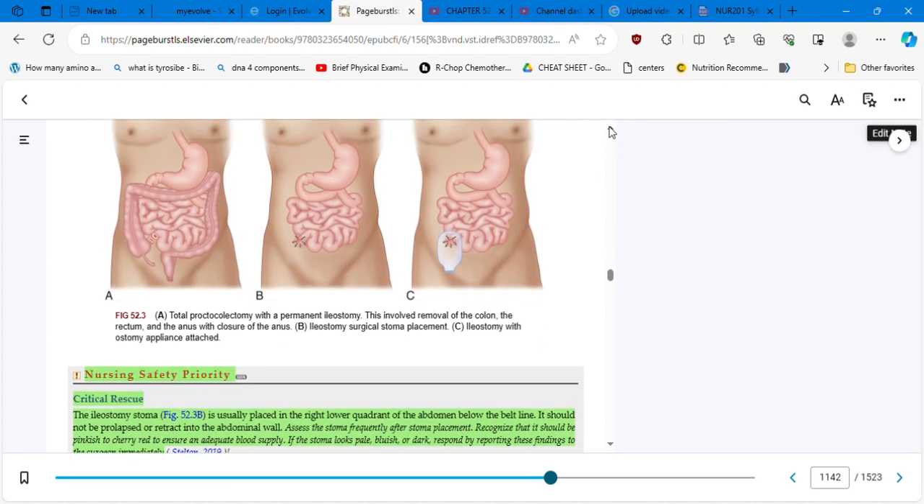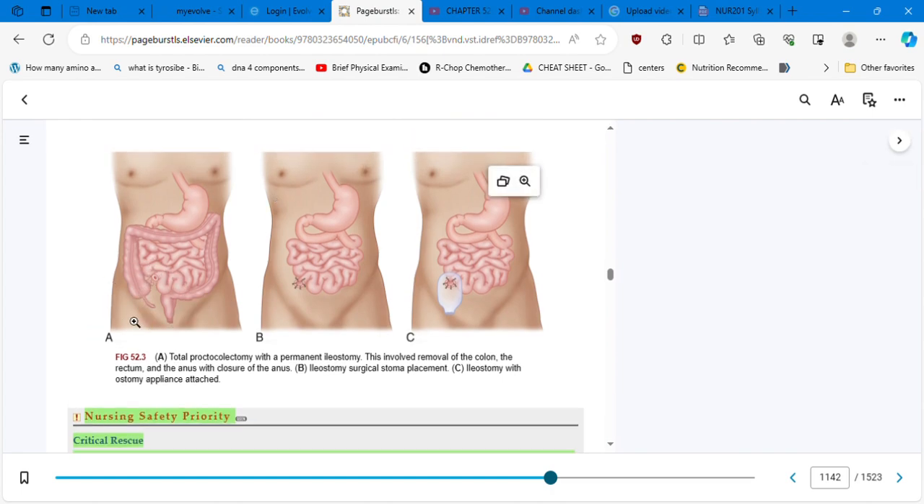Here we have A, a total proctocolectomy with a permanent ileostomy. Okay. Then you have B, ileostomy surgical stoma placement. Here is the stoma. C, ileostomy with ostomy appliance attached. This is the appliance attached.